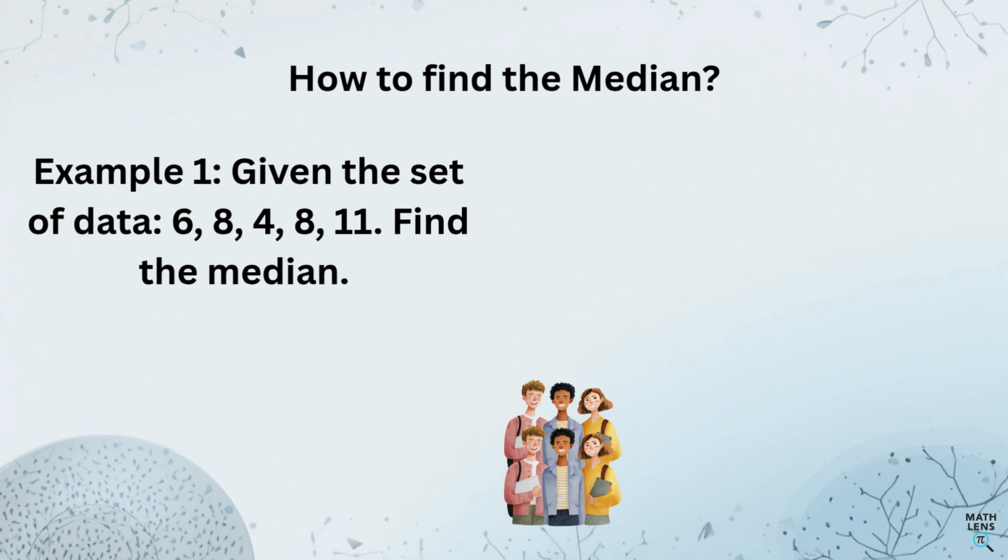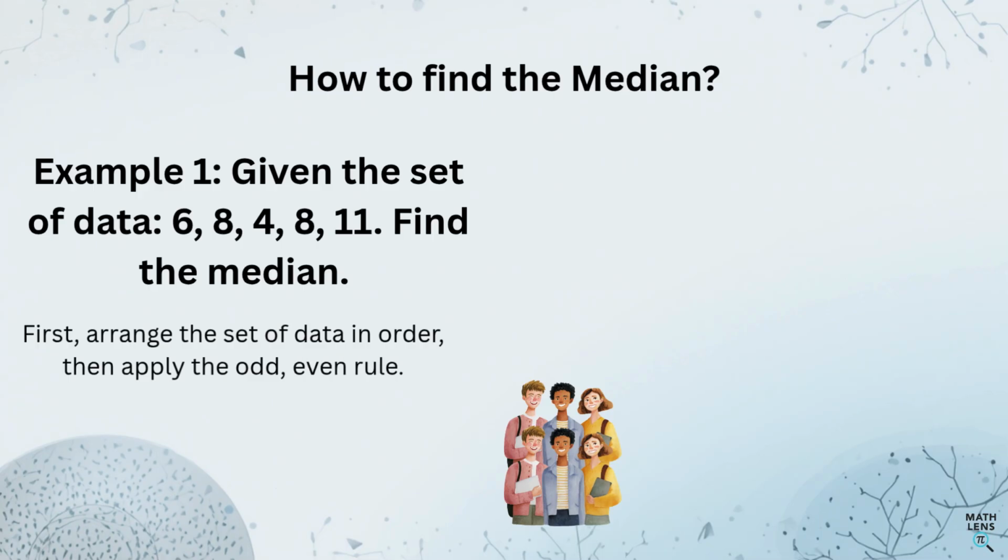Starting with example 1, we have the dataset 6, 8, 4, 8, and 11. To find the median, the first step is to arrange these numbers in ascending order, which gives us 4, 6, 8, 8, 11. Since we have an odd number of values here, the median is simply the middle number, which is 8. Now, let's move to example 2.